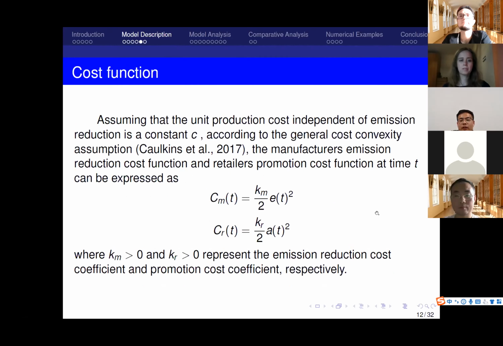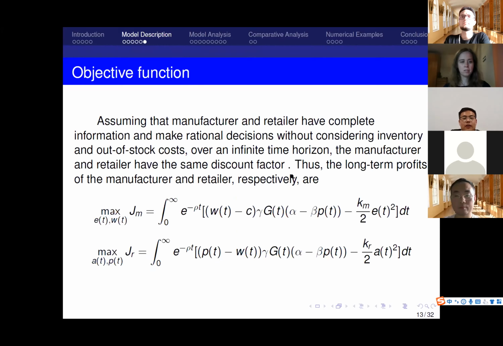This is a cost function. Assume that the unit production cost independent of emission reduction is a constant C, according to the general cost capacity assumption. The manufacturer's emission reduction cost function and the retailer's promotion cost function at time t can be expressed as this. The cost coefficients are non-negative, k_M and k_R, for emission reduction and promotion cost respectively. Now is the objective function.